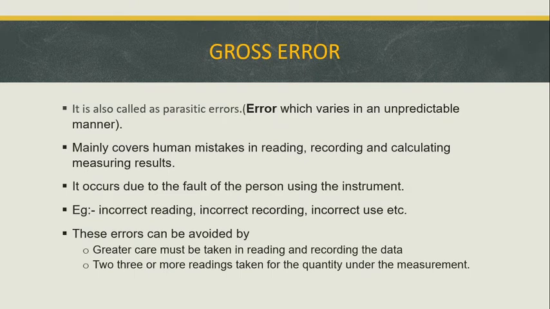Next one is gross error. Gross error is also called parasitic error. These errors vary in an unpredictable manner. We can't predict this type of error; it always occurs in an unpredictable manner. These errors mainly cover the human mistakes in readings, recording, and calculating measurement results.